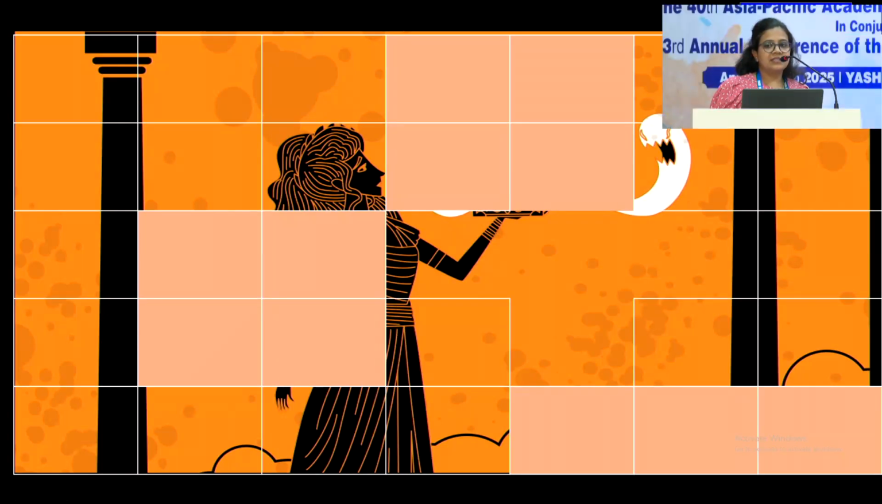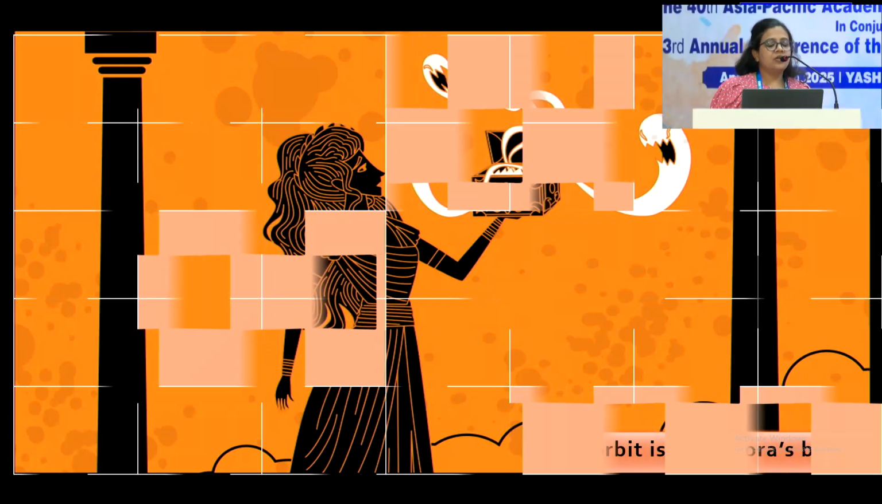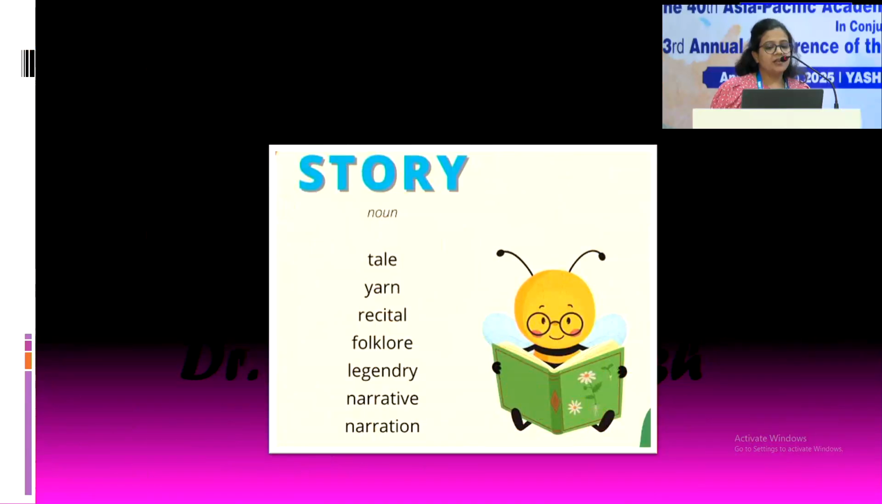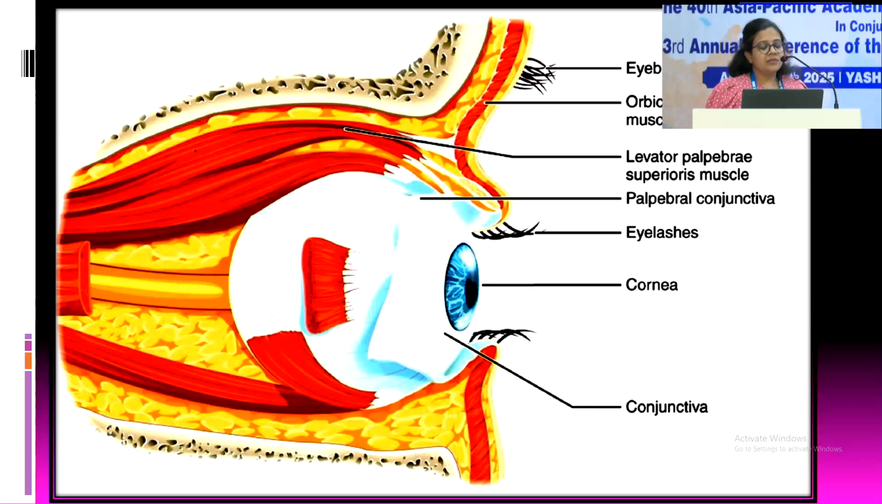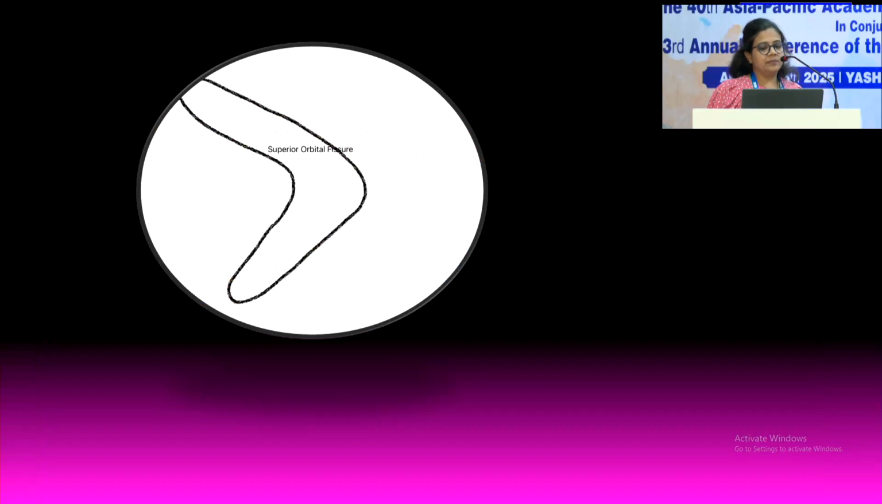The orbit is always known as the Pandora's box. Whether the orbit tells us a story or gives us a nightmare depends on how we look at it. Now coming to the anatomy, we have the orbit which houses the globe and the periorbita.